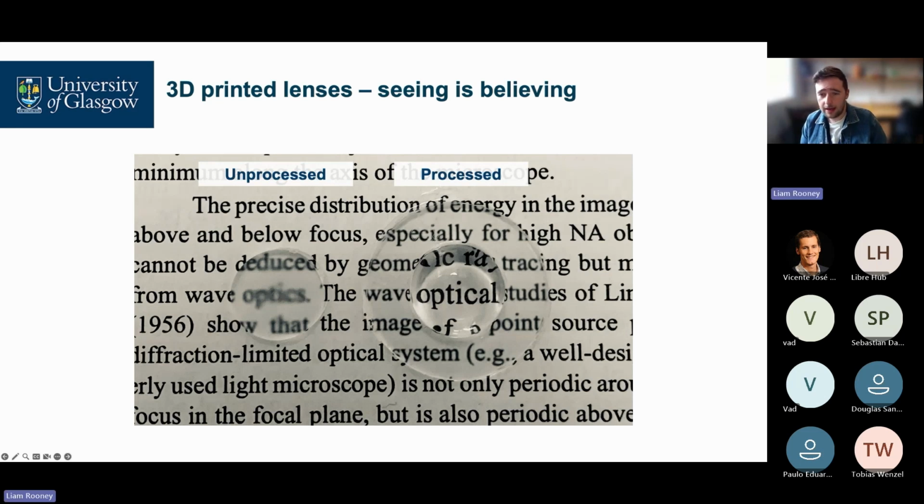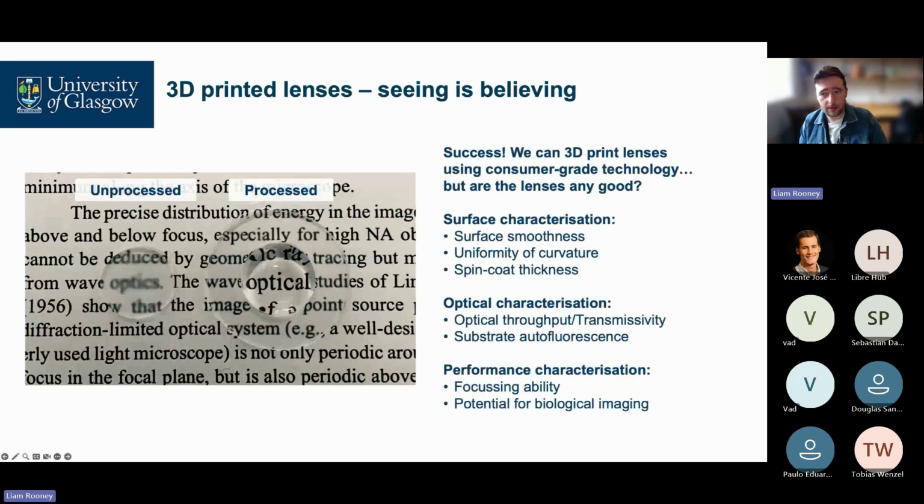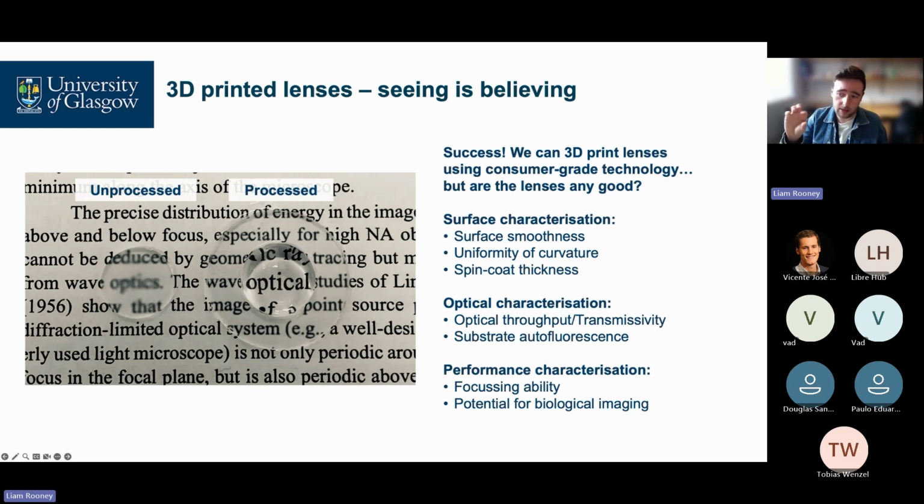So now that we can 3D print these lenses, we needed to ask ourselves, are they actually any good, and can they perform as well as a glass lens of a similar prescription? So we first of all looked at the characterization of the surface of these lenses. We wanted to know how smooth they were, how uniform they are, and how thick that spin-coated layer is on top of the lens. Because if we're adding more material, we need to know how that might change the optical prescription or the optical performance of the lens.